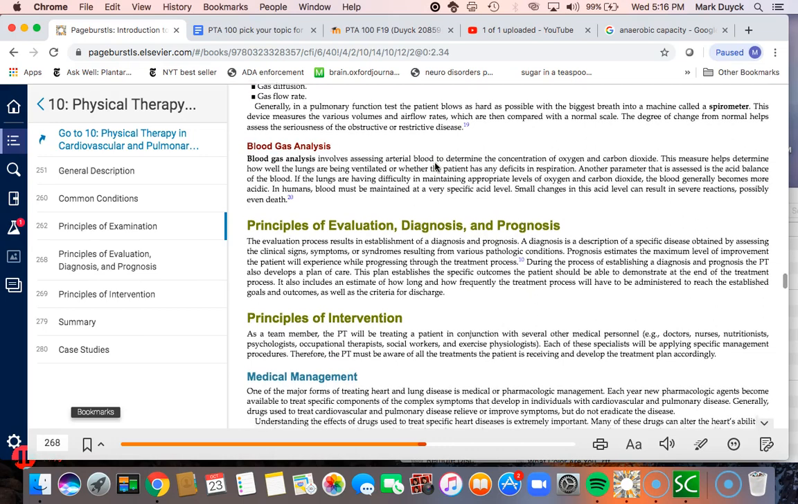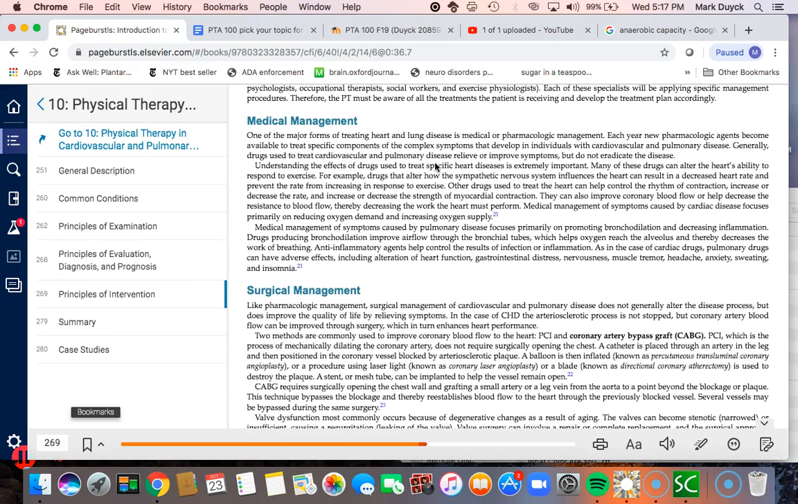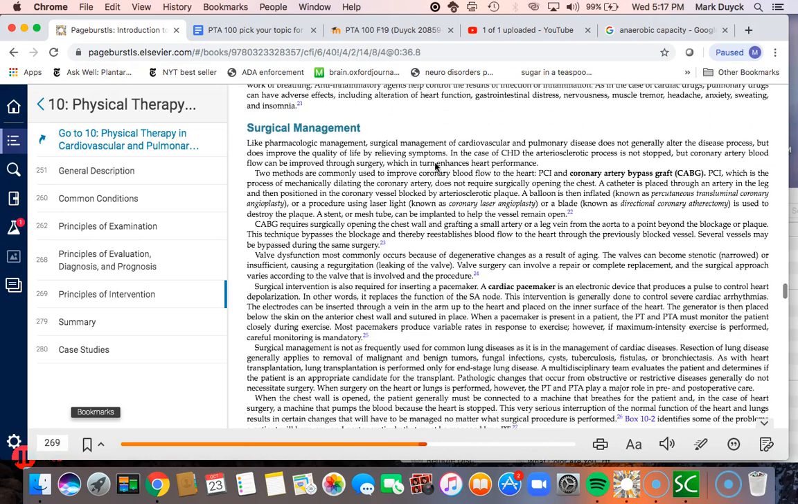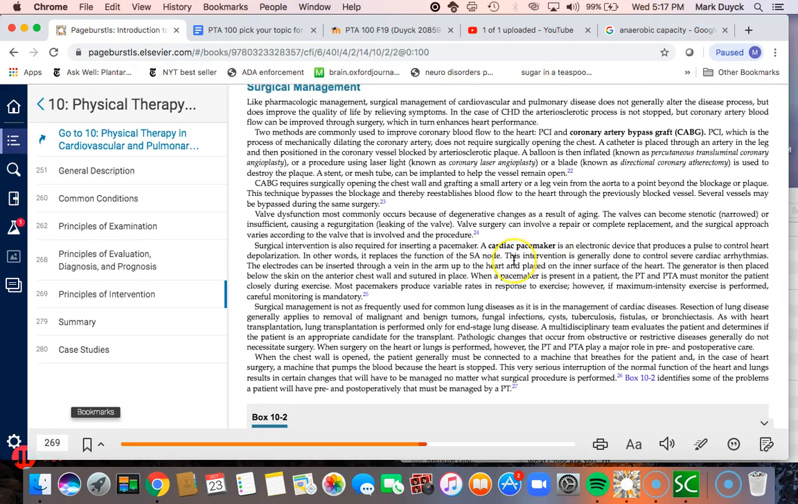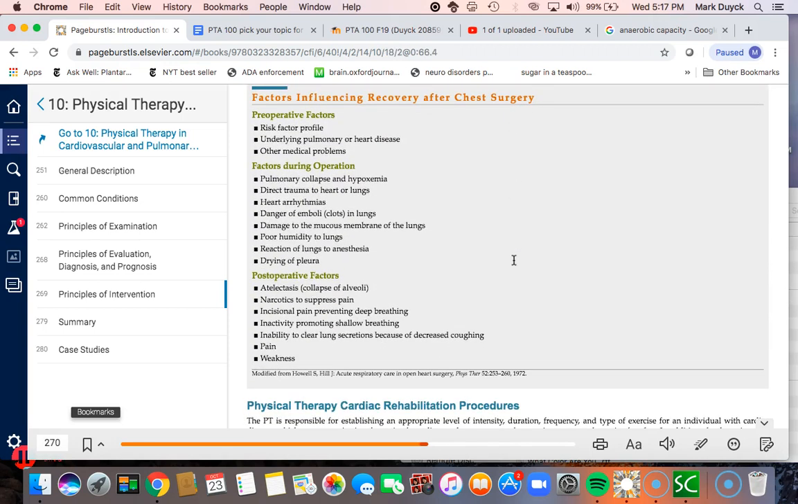You don't have to split hairs on the principles of evaluation, diagnosis and prognosis. You know that is the role of the PT in terms of establishing a plan of care. I do think it's good to know these basic definitions post-surgery or that involve surgery, the CABG and the pacemaker, and to know some of this basic information about what determines and influences a successful recovery. I don't want you to memorize all of these, but I think it's good information to start to get familiar with.